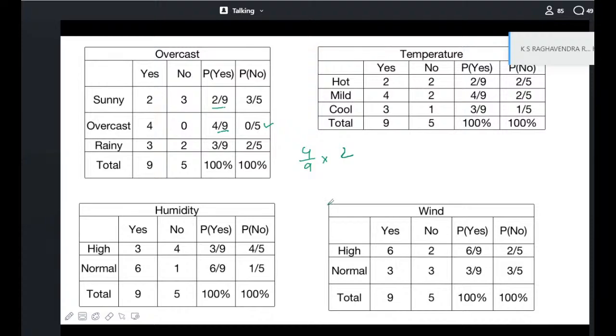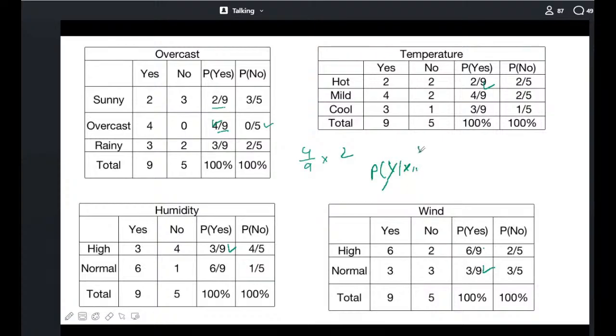That means, based on the formula, we will have to multiply this 4 by 9, 2 by 9, the one which we have, then high, that is 3 by 9, and then 6 by 9. Sorry, the wind was normal, 6 by 9. When you do this, you get the probability of yes, the game was played, given all the different conditions, that was, let's say, x1, x2, x3, like that.